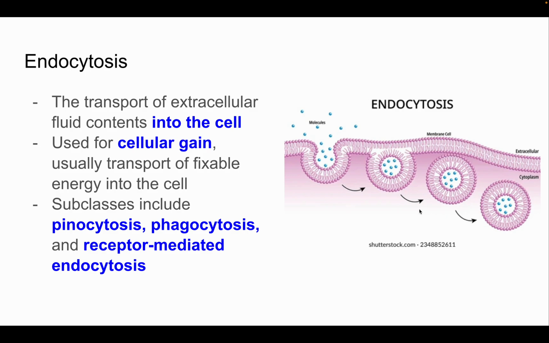transport. You use vesicles to transport different molecules, and there's one called endocytosis, and there's another called exocytosis, which we'll talk about. Now, the transport of extracellular fluid contents into the cell is usually called collectively endocytosis. It's used for cellular gain, so the cell gains things. So you can kind of see how it's getting things from the outside. It's usually a transport of fixable energy into the cell for food.